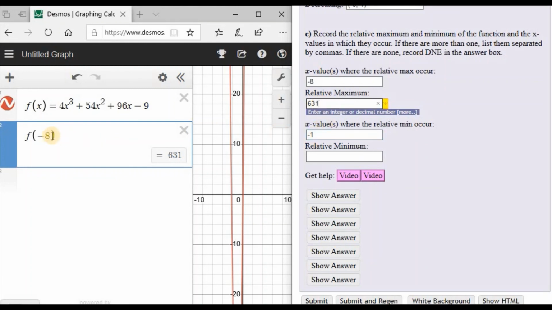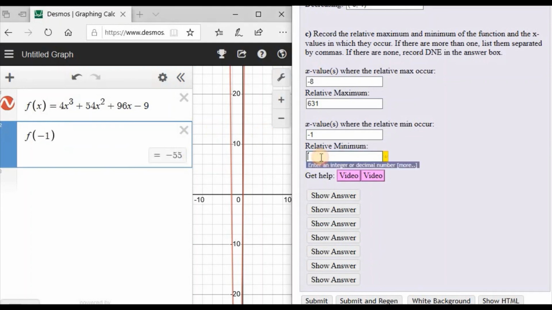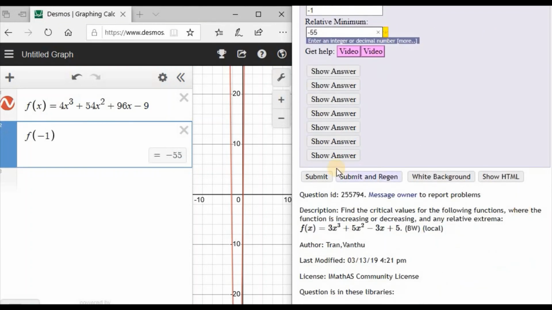And then I will find the relative minimum the same way. So I know the x value where the relative minimum occurs, and that is negative 1. So I will put f of negative 1 to determine the minimum, which is in this case negative 55. And that concludes this question.